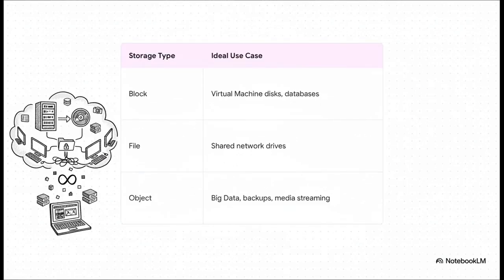And the whole point is, you have to pick the right tool for the job. Block storage is perfect for something like a high-speed database. File storage is great for your company's shared documents. But when you're dealing with petabytes of data for big data analysis, or when you're streaming a Netflix movie, object storage is really the only thing that's built to handle that kind of mind-boggling scale.